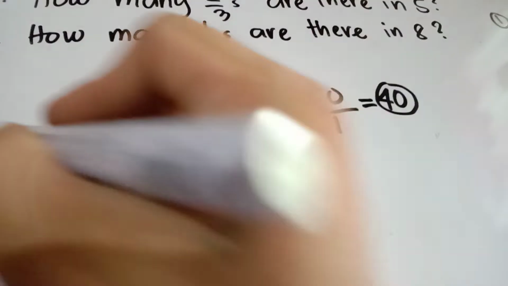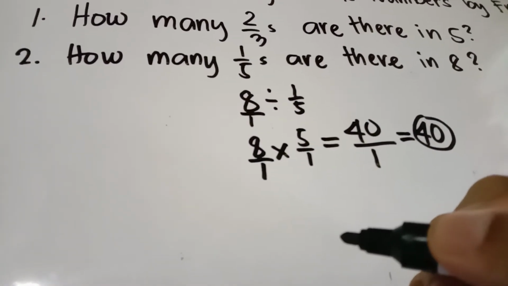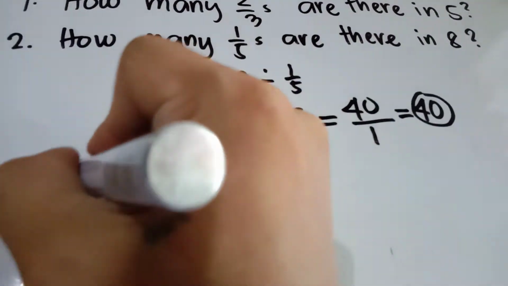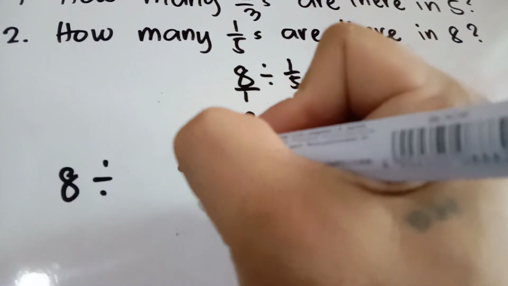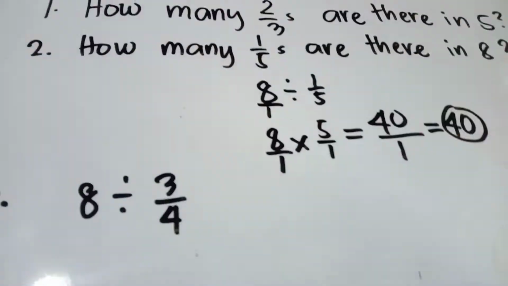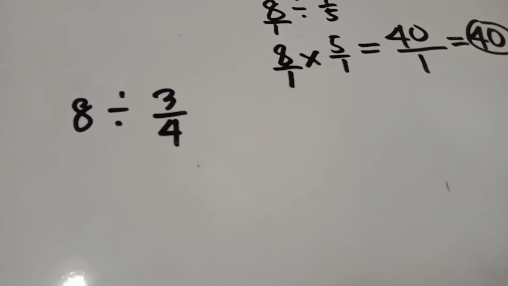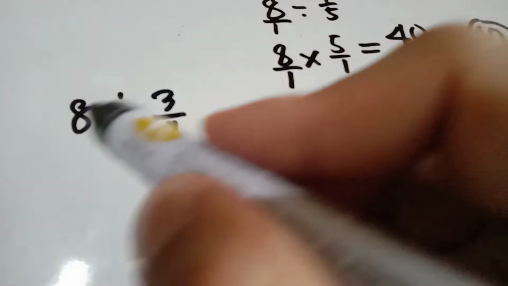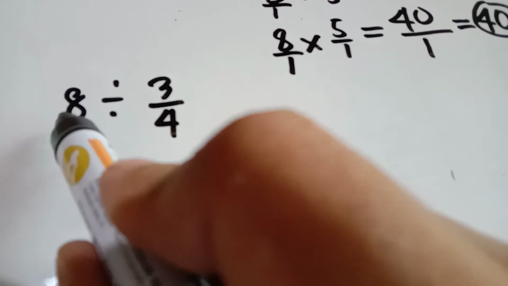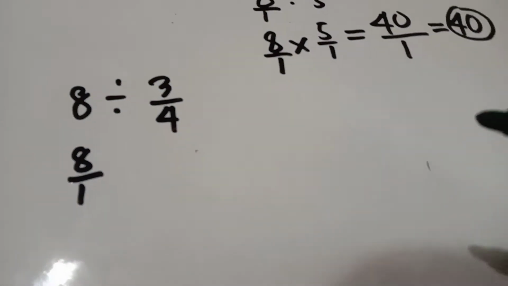Okay, next, let's have the next example, number 3. Let's divide 8 by 3/4. Okay, let's divide 8 by 3/4. Okay, so first thing to do is we are going to make 8 as a fraction. So gagawin natin fraction si 8 by writing 1 as the denominator.